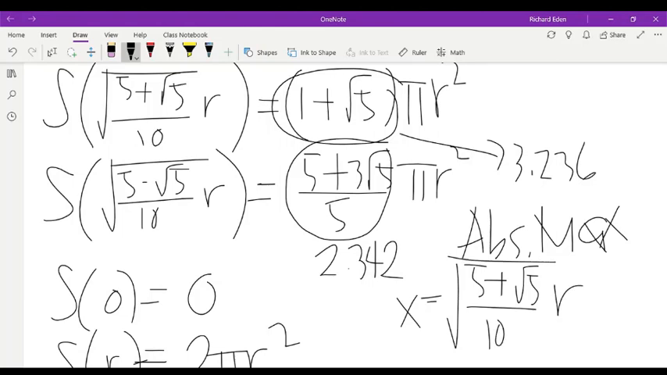So that means to maximize the surface area, the cylinder should have radius equal to the radius small r of the sphere multiplied by this particular radical crazy expression, the square root of 5 plus square root of 5 over 10.